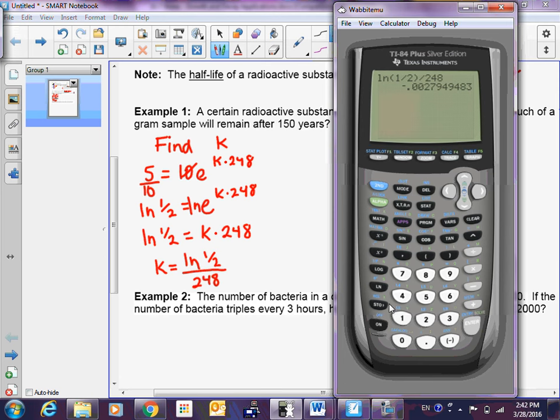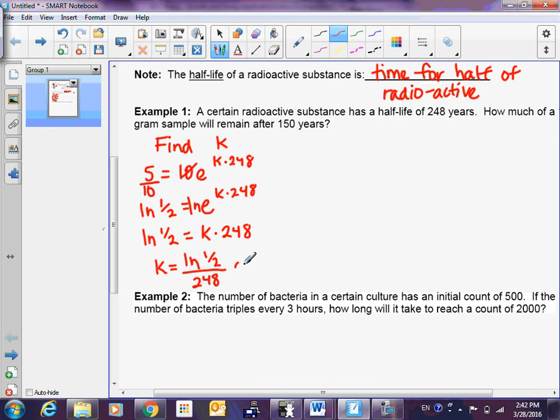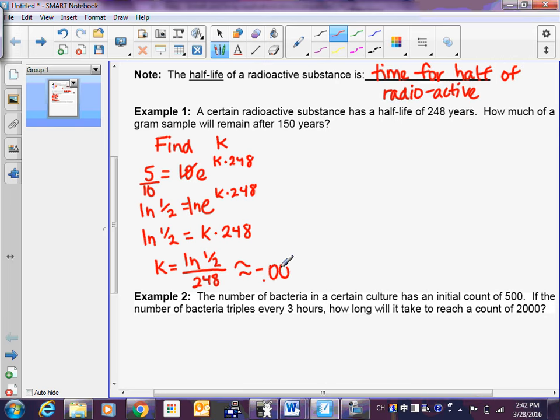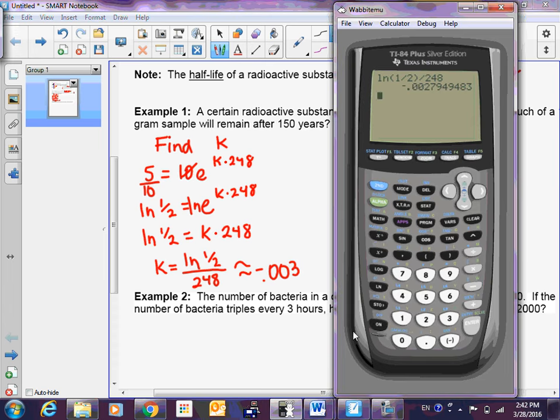Okay, here's what I'm going to do next. Because that's all just finding k, we still haven't even answered the question, which is how much of a 10-gram sample will be left after 150 years. I'm going to need to use this number, and I am not going to want to round it. When I'm writing down, this is okay, but typing in negative 0.003, you are going to lose a lot of accuracy. So we're going to store this in for alpha k.